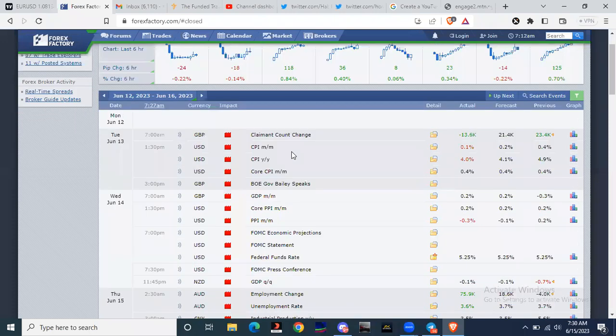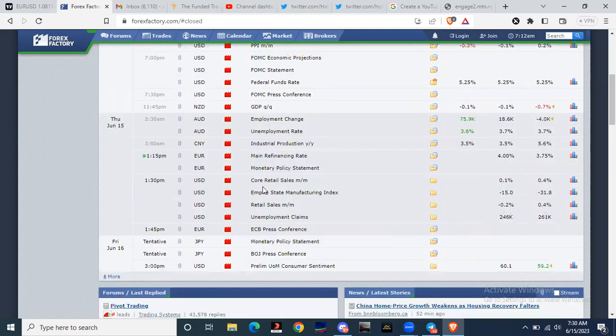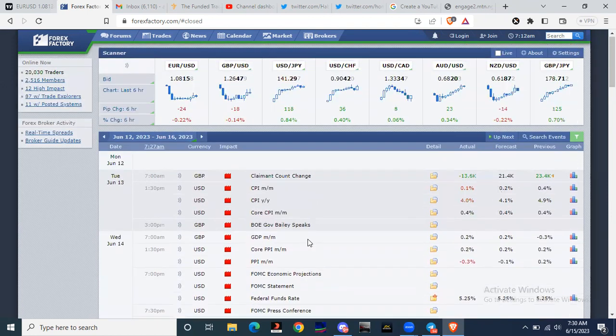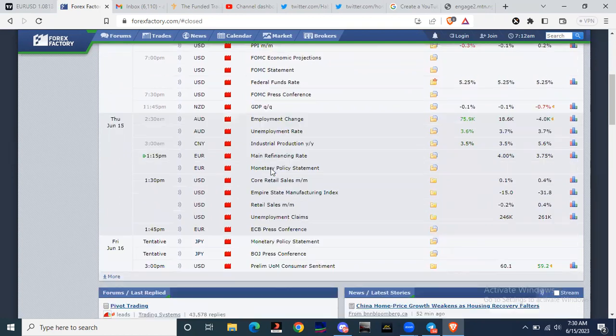So this week has been a very volatile week. We've seen CPI and FOMC yesterday. We still have unemployment claims today, and then on Friday, consumer sentiment. There's even a BOG conference tomorrow. So this week has been really jam-packed with red events everywhere, as you can see.